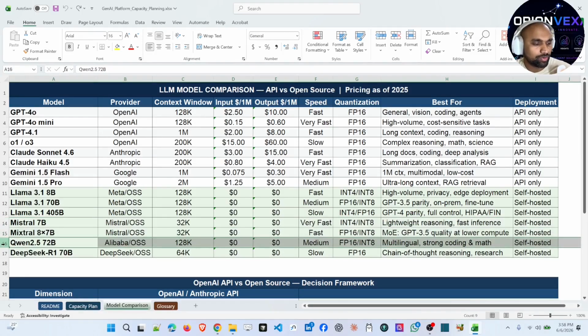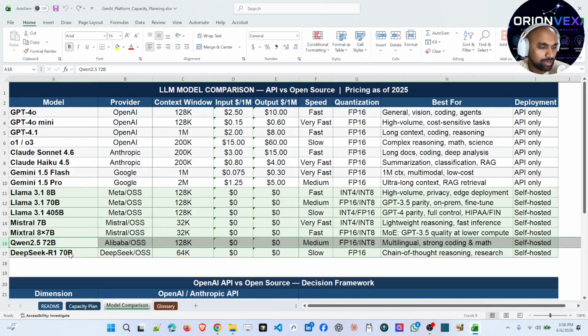Then come to the Qwen 2.5 72 billion from Alibaba. The context window is around 128K. No cost associated with that. Medium speed, and quantization uses FP16 or Int8. It's a multilingual model with strong coding and math, and it is very good compared to other models, because I have used it especially for coding and all.